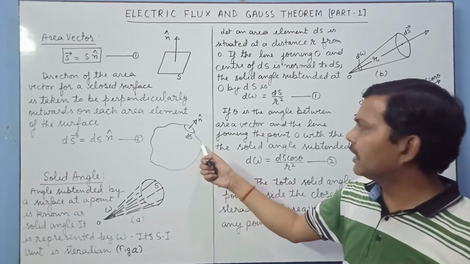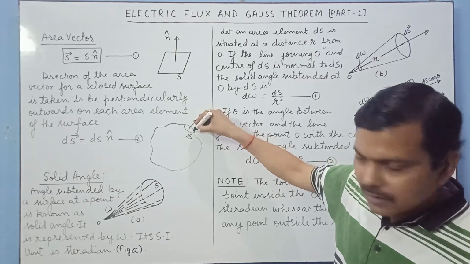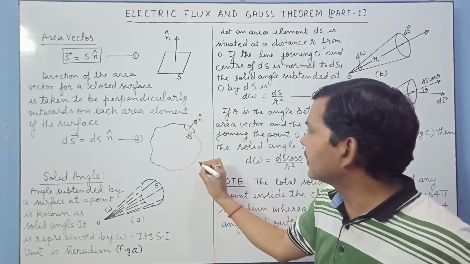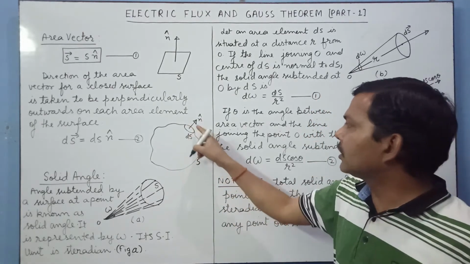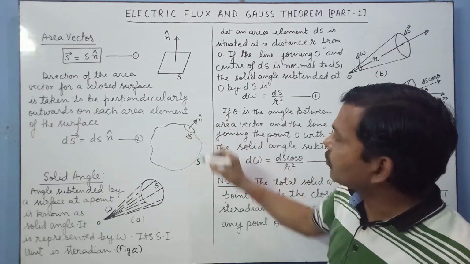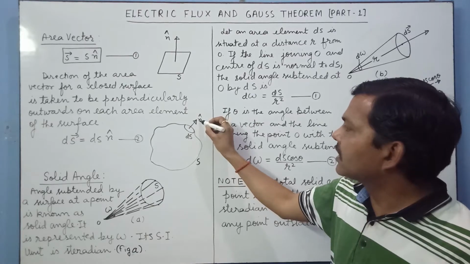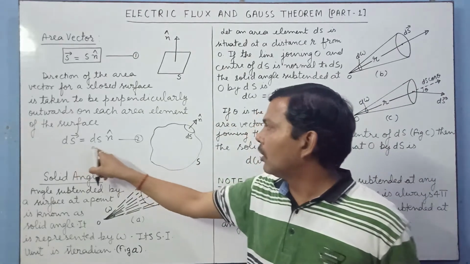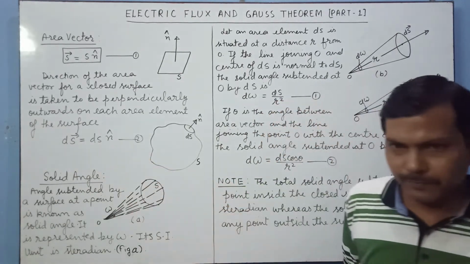As shown here in this figure, this is a small element area ds of this closed surface. This complete closed surface is taken to be capital S. Then area vector of this surface is perpendicularly outwards to this element. I have considered a unit vector along its direction to be n. So vector ds is equal to magnitude of ds into unit vector n.